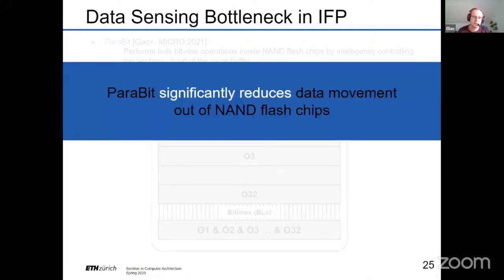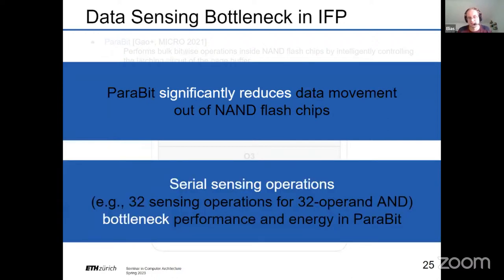So the state-of-the-art paper is called Parabit. It significantly reduces the data movement outside of these flash chips. But the serial sensing operations, so for each operand we have to do a sensing operation, that kind of bottlenecks Parabit.